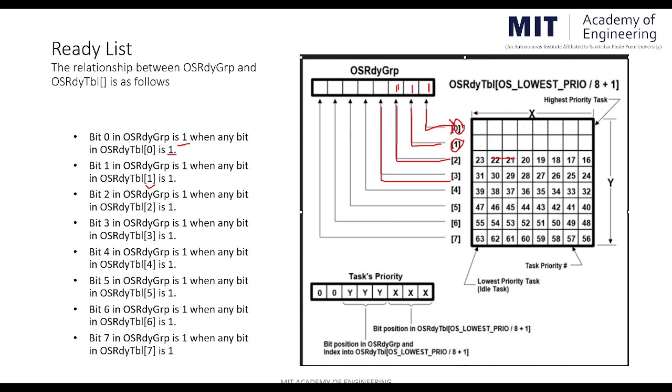So this is about the OS ready list and all the variables and tables of the OS ready group. Now in the next video we will see one numerical example, so we can get a clear idea about how the kernel keeps track of which priority task is actually ready to run.